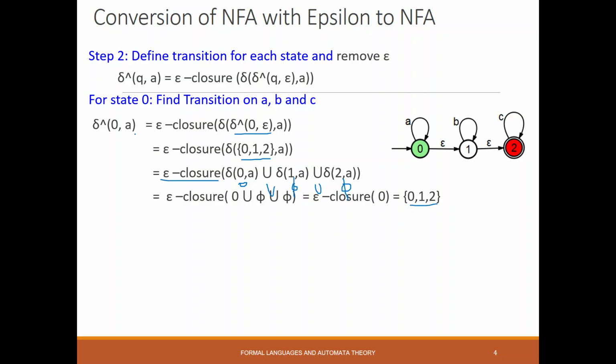Likewise we need to find for 0 comma b and 0 comma c. Regarding 0 comma b, there is nothing, so null union. For 1 comma b, it goes to 1, union.